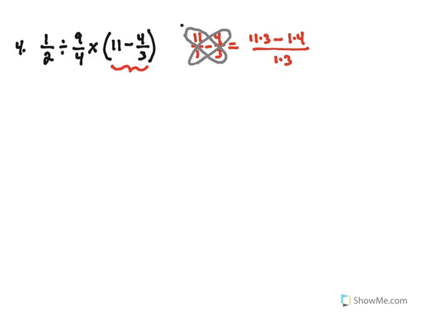So your first round of multiplication is, here, I'm having a hard time writing in this corner here. The first round of multiplication is 11 times 3, the second round is 1 times 4, and then the third round is 1 times 3. Okay, so that's going to equal 33 minus 4 over 3, which will give me 29 over 3. All right?